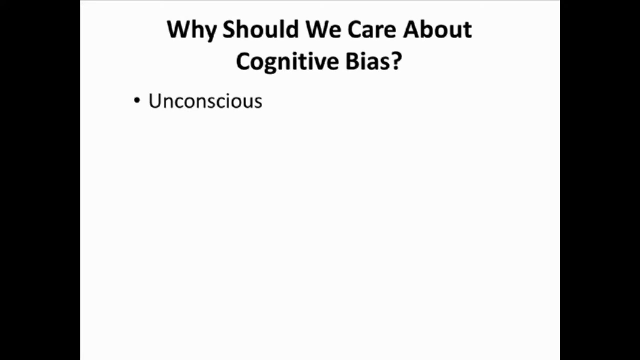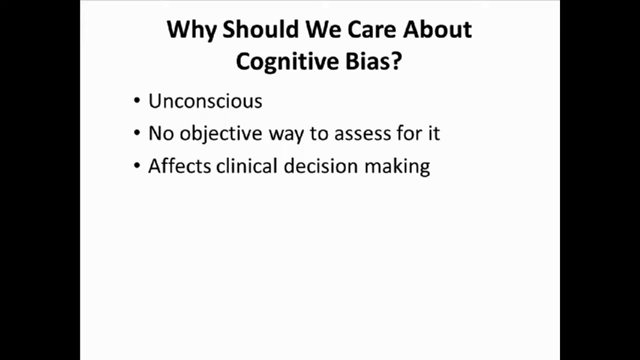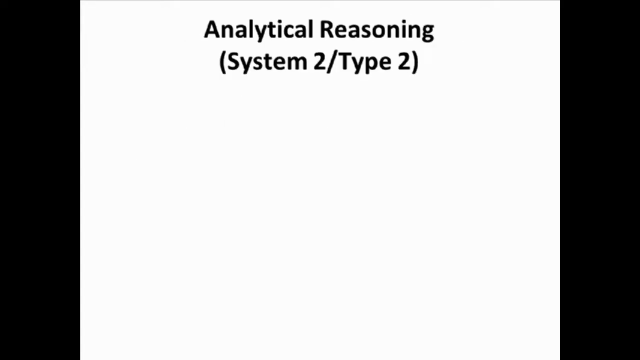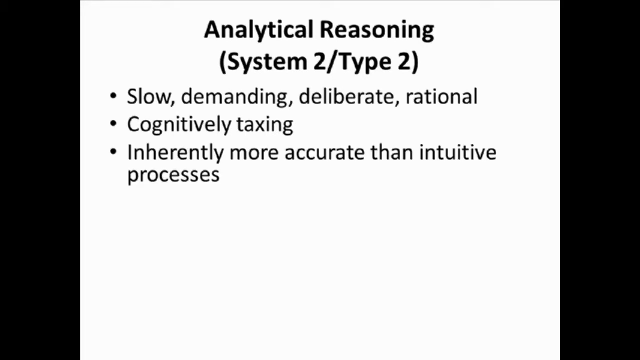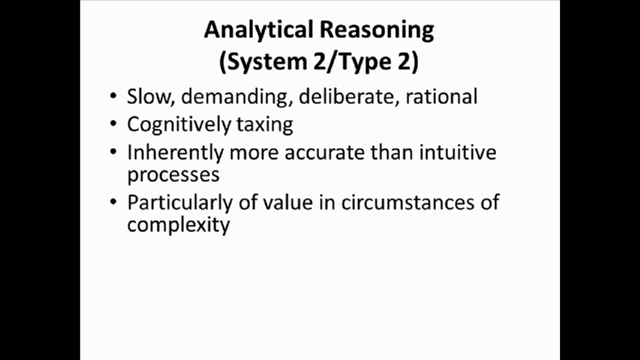So why should we care? Bias is unconscious. There's no objective way to assess for it. And it affects our clinical decision making. So let's move on to this analytical type 2 system 2 reasoning. It's slow, it's demanding, it's deliberate, it takes time. It's taxing. It's inherently more accurate than your intuitive processes, and it's particularly valuable in complex cases.